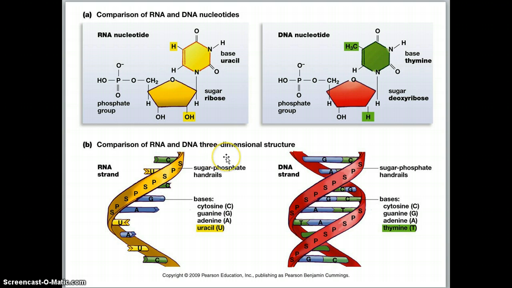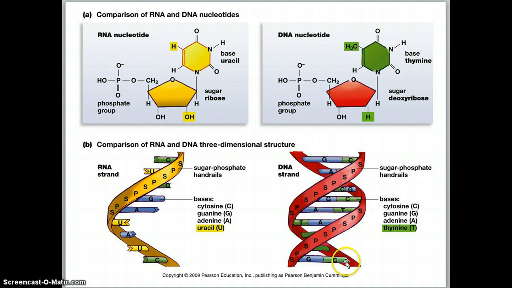When we look at their 3D structure, they're a little bit different. For one, RNA is typically single-stranded. DNA is double-stranded, so it's a double helix that's double-stranded. You have one strand on this side and one strand on this side. They go together and make that twisted ladder. RNA is single-stranded.